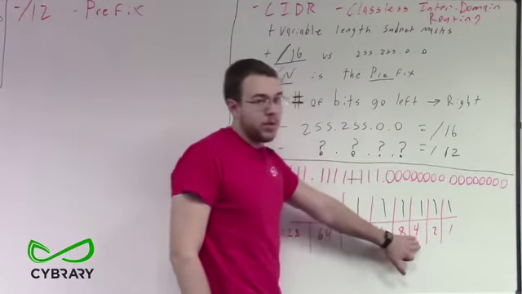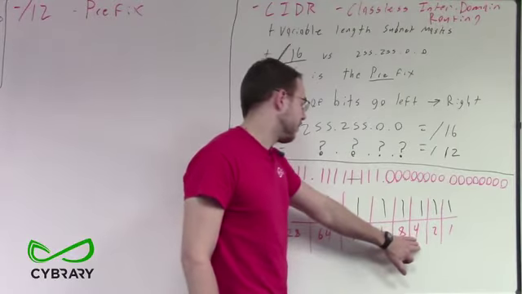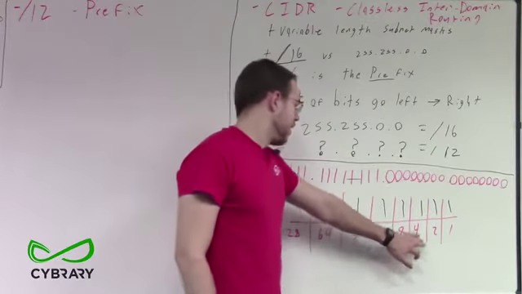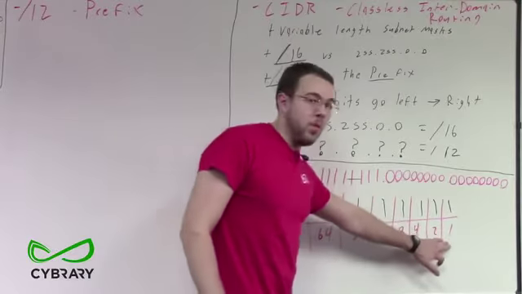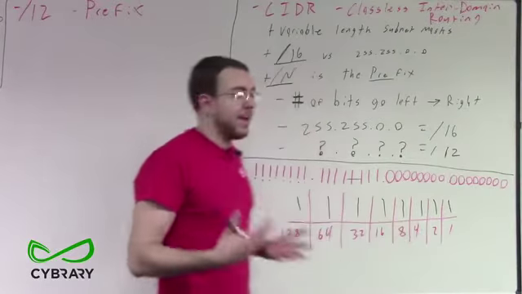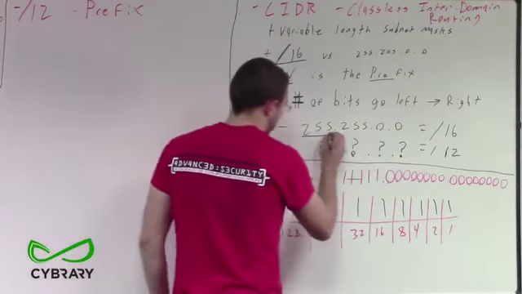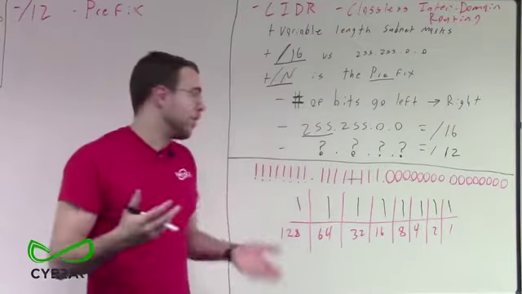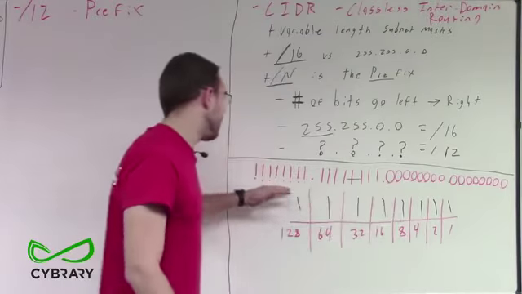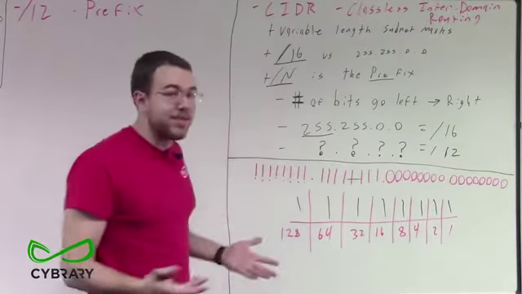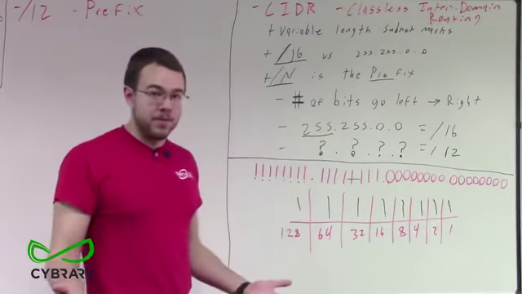248 plus 4 is going to be 252. Sorry, that took longer than it should have. 252 plus 2 is going to be 254. And 254 plus 1 is going to give us 255. That's why for our standard subnet masks, and also in IP addressing, the highest number a single octet can be is 255. Because if all of the bits in the octet are ones, the highest number that can add up to is 255.